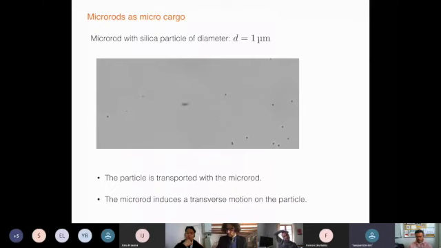And so you can see two things. The first thing is that you can trap the particle with the nanorod, and you can transport it with the nanorod. And also, I don't know if you can see it clearly, but you also have a transverse motion of the trapped particle across the nanorod, let's say. So the particle starts on one side of the nanorod, then crosses the nanorod and ends at the opposite side.